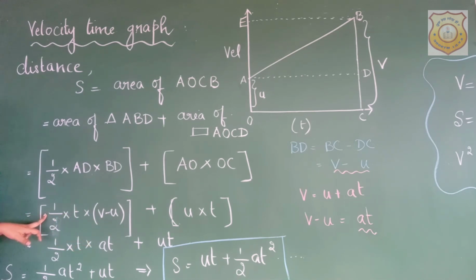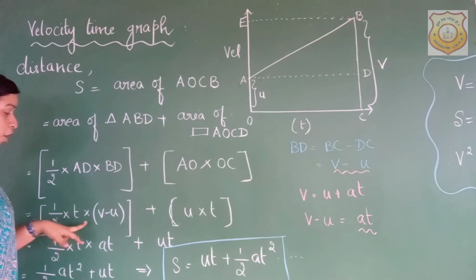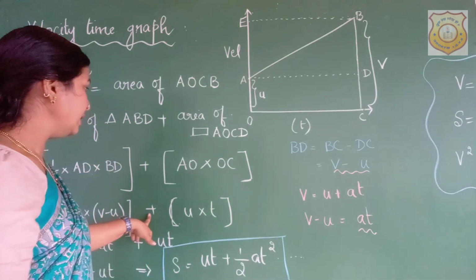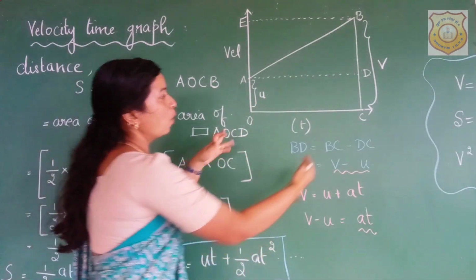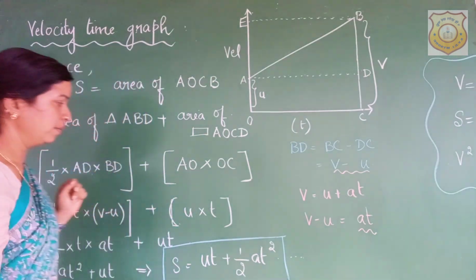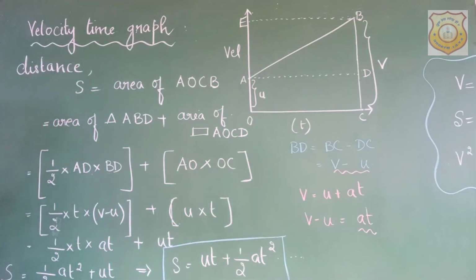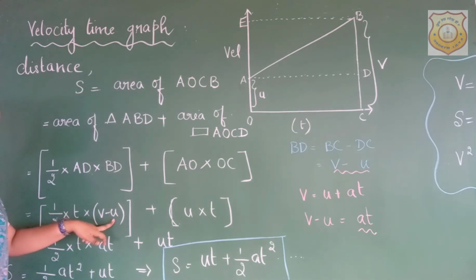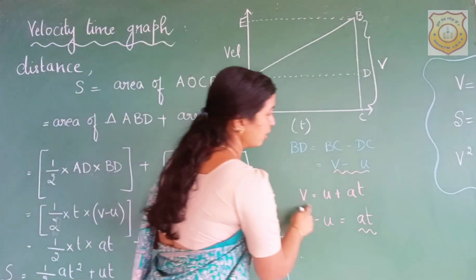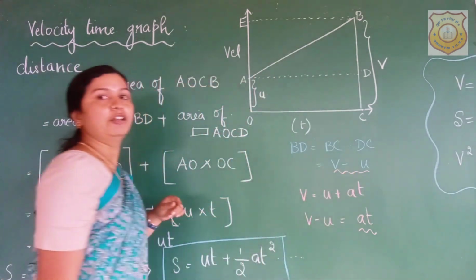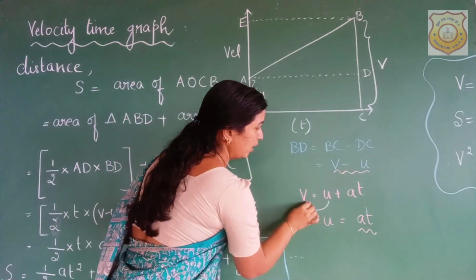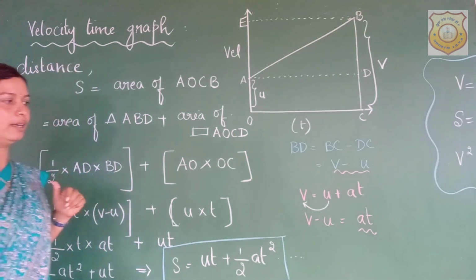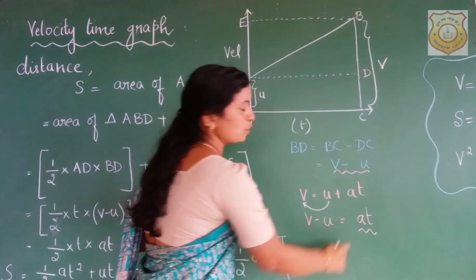So now I get it as half into T into V minus U plus AO, which is equivalent to U into T, because OC is nothing but T. Now again half into T, I will keep it as such, and V minus U. We know the first equation of motion, V equal to U plus AT. If you bring U to the other side, then you get V minus U equal to AT.